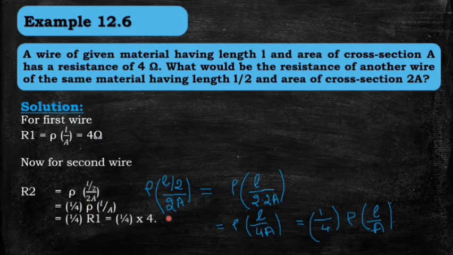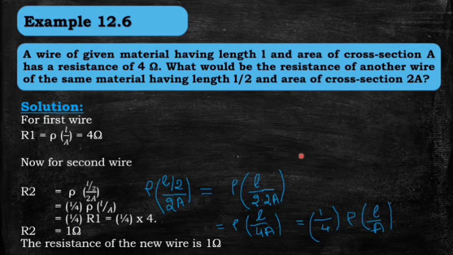Then 1 by 4 rho into L by A is R1, which we have substituted, and R1 is given as the resistance 4 ohm. 1 by 4 into 4 will be equal to 1. Then R2 will be equal to 1 ohm. The resistance of the new wire will be 1 ohm.